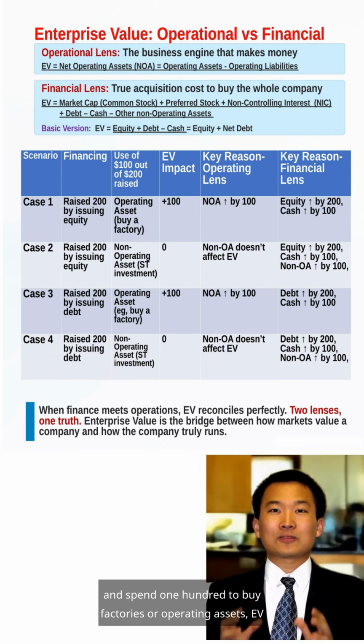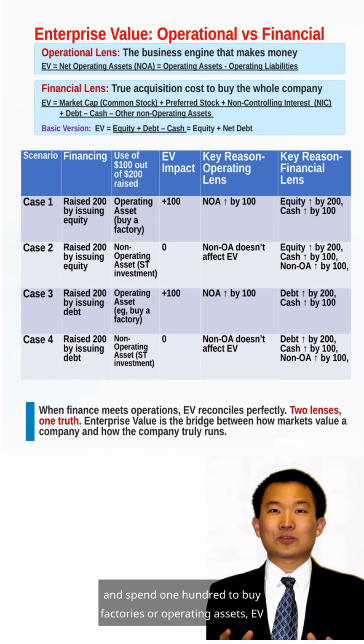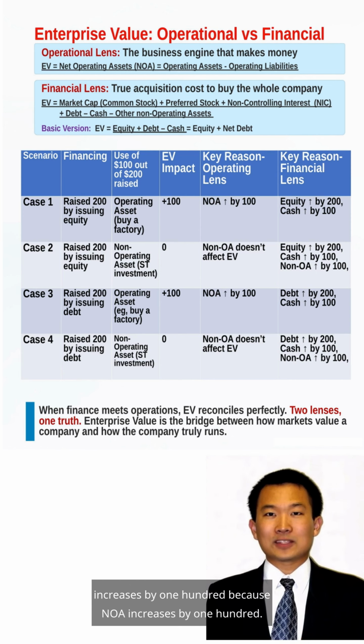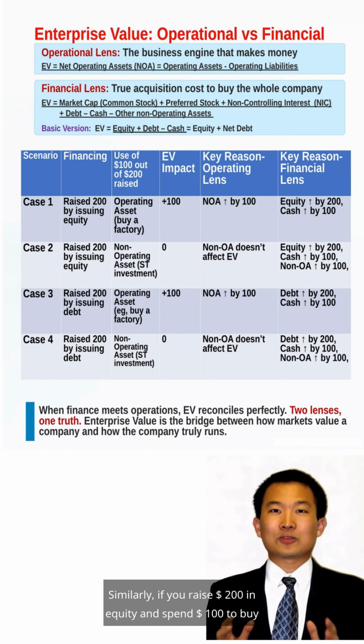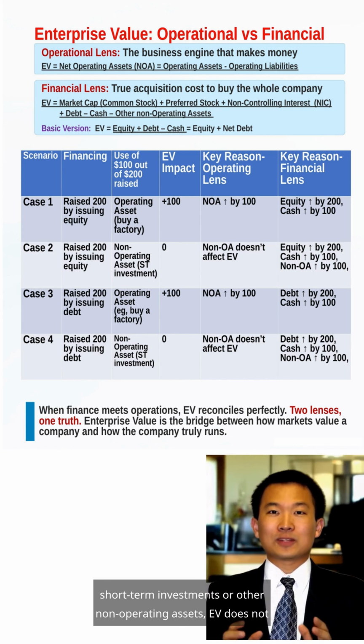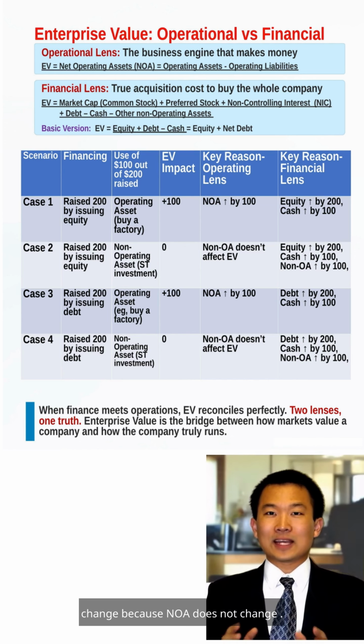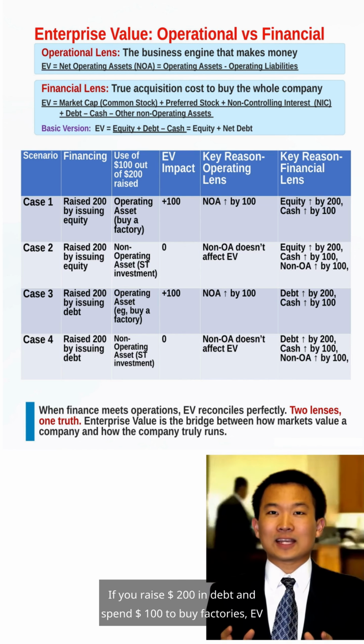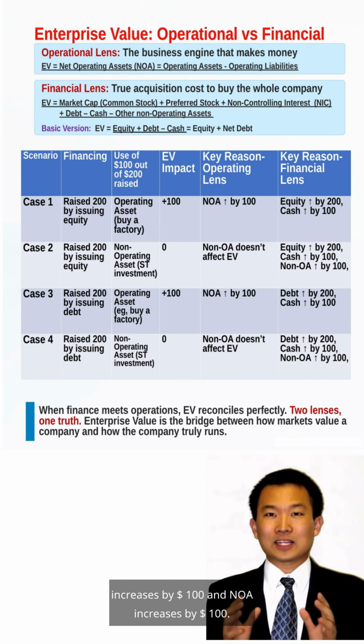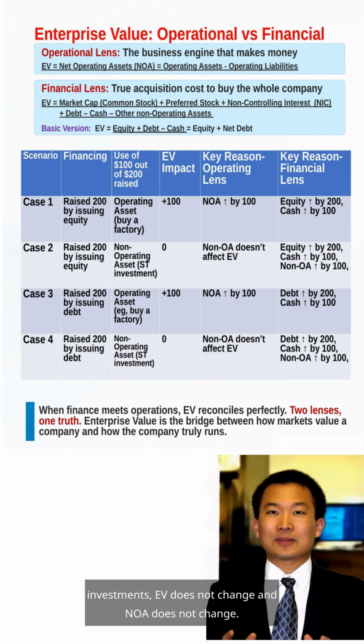From the operational perspective, if you raise 200 in equity and spend 100 to buy factories or operating assets, EV increases by 100 because NOA increases by 100. Similarly, if you raise 200 in equity and spend 100 on short-term investments or other non-operating assets, EV and NOA do not change. If you raise 200 in debt and spend 100 to buy factories, EV and NOA increase by 100. If you raise 200 in debt and spend 100 on short-term investments, EV does not change.